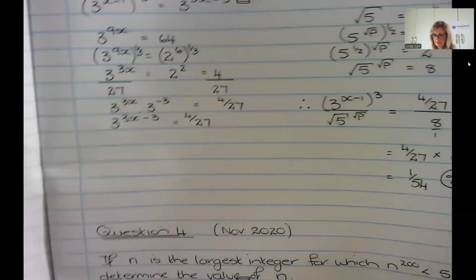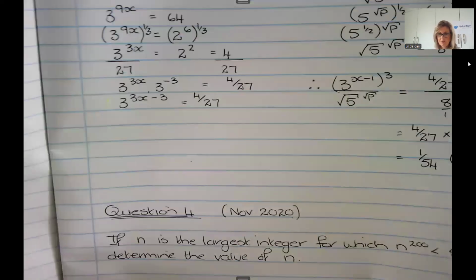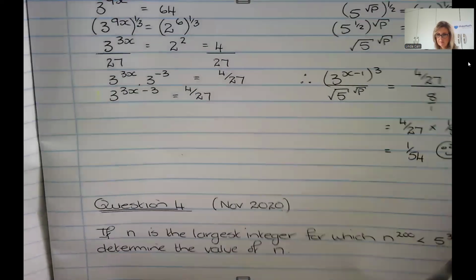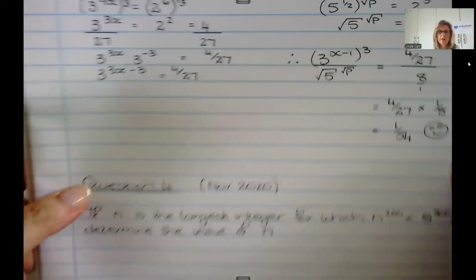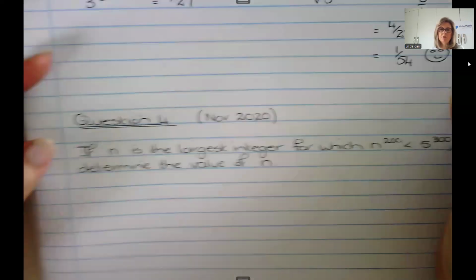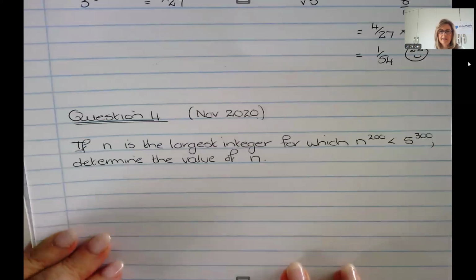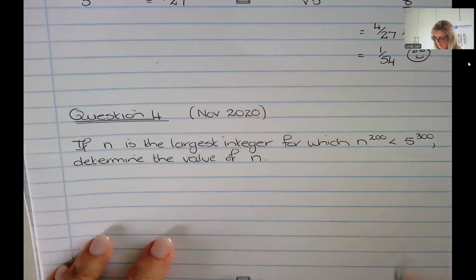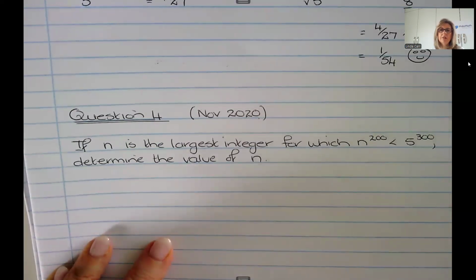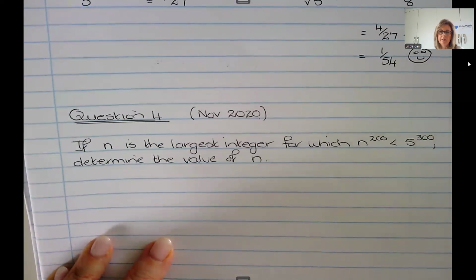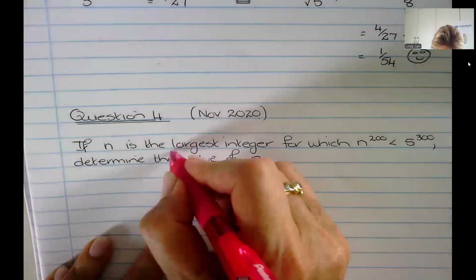Okay, last one for this video, and then you can wait for the next exciting episode of the next video. This one, so I'm just going to move my page. This one says, this was November 2020, those poor matrics of 2020. If n is the largest integer for which n to the 200 is less than 5 to the 300, determine the value of n. All right, so 2 important words here, largest.